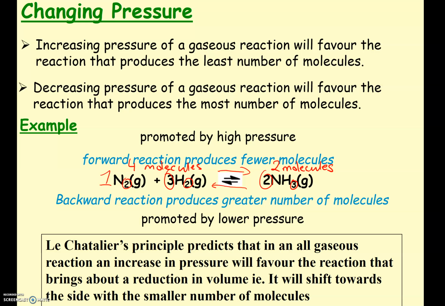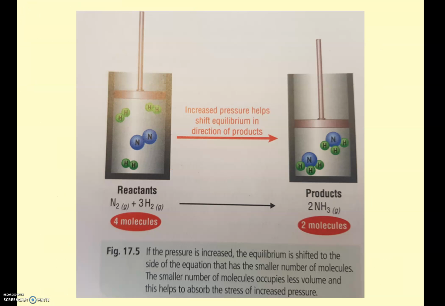Le Chatelier's principle predicts that in all gaseous reactions, an increase in pressure will favor the reaction that brings about a reduction in volume. That is just a reduction in the number of molecules, so it will shift towards the side with the smaller number of molecules. This is a picture that is in Chemistry Live, the Leaving Cert textbook. It's just a bit of a visualization for you.